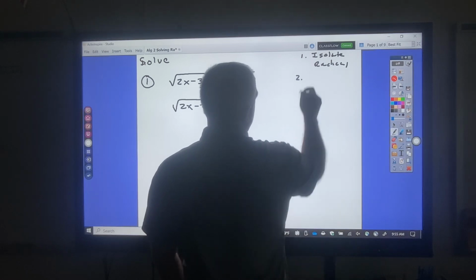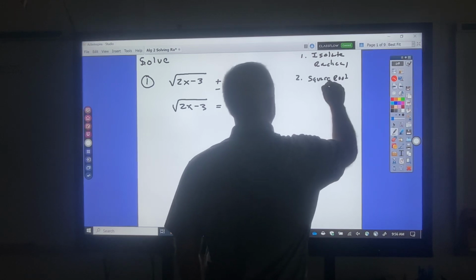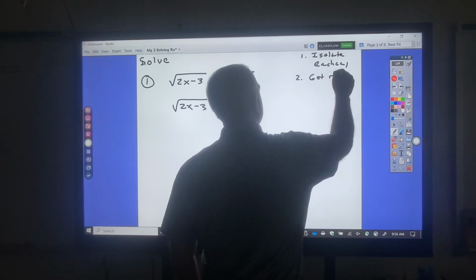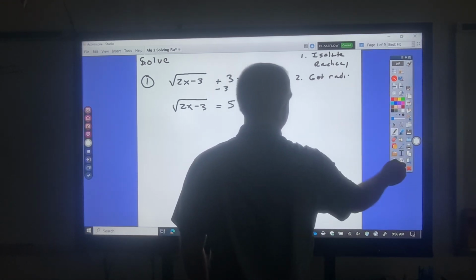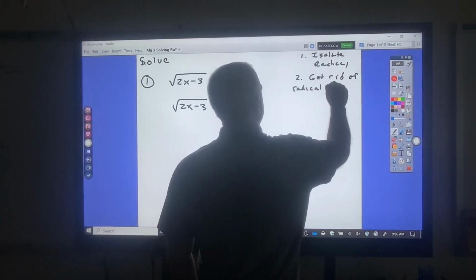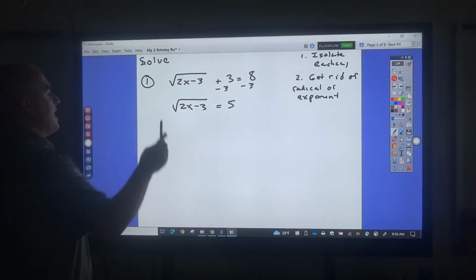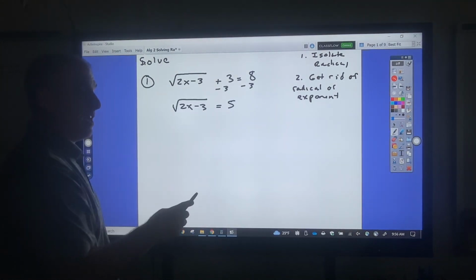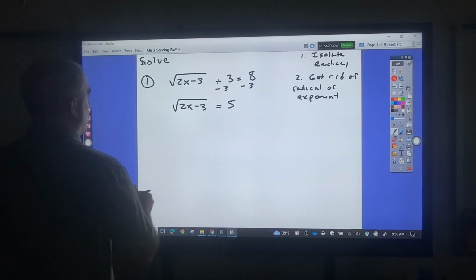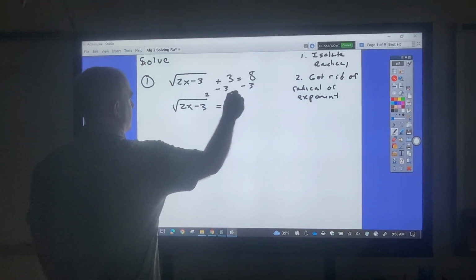If you have a square root, you square both sides. Then what you want to do is get rid of the radical or exponent. I'll show you how to do the exponent in a little bit. If we have a square root, we want to square it. If we have a cube root, we want to cube it. If we have a fourth root, we want to raise it to the fourth power. We'll talk about the exponents in a second. But in this case, I want to square both sides.